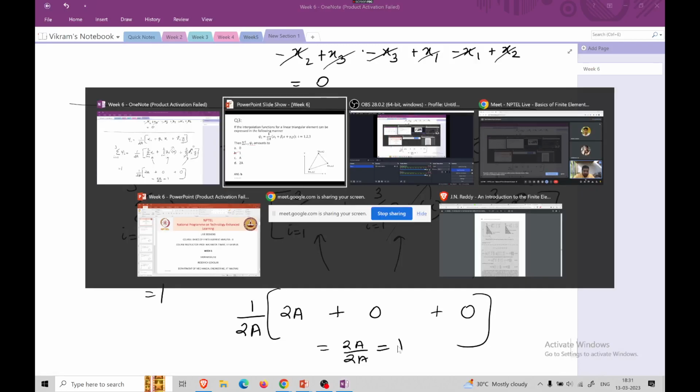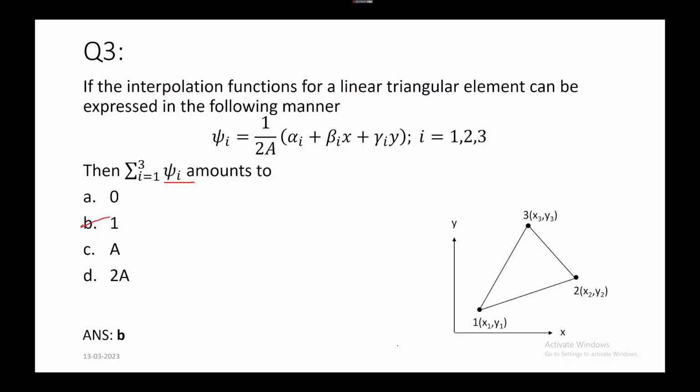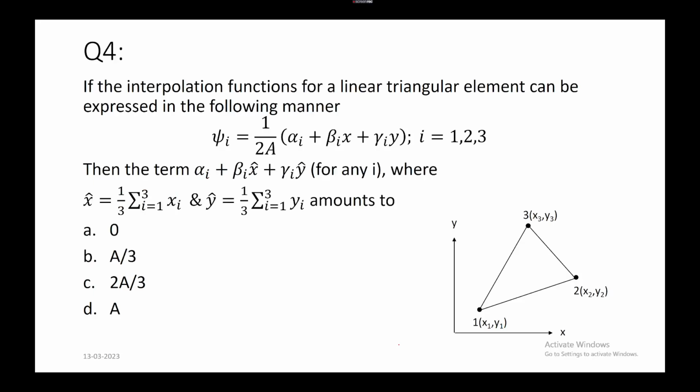Okay, so this was question 3. Again, one more question with the same background. We have to find this term. For any I, what is the summation of alpha I plus beta I x cap plus gamma I y cap? x cap I have defined here: it is 1 by 3 into summation of xi, and y cap is 1 by 3 into summation of yi.